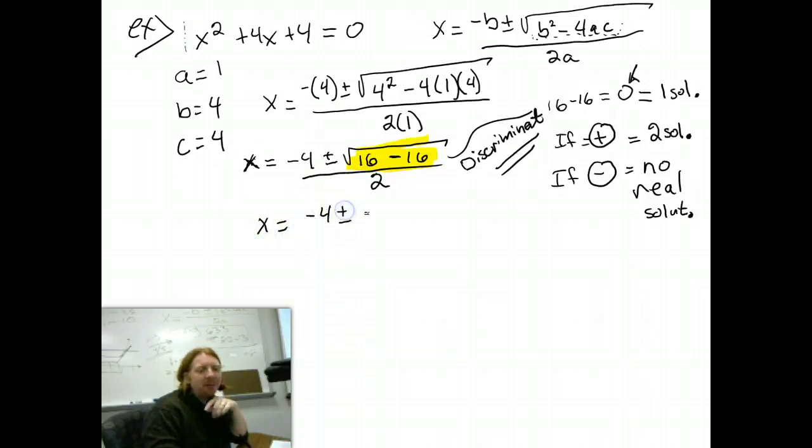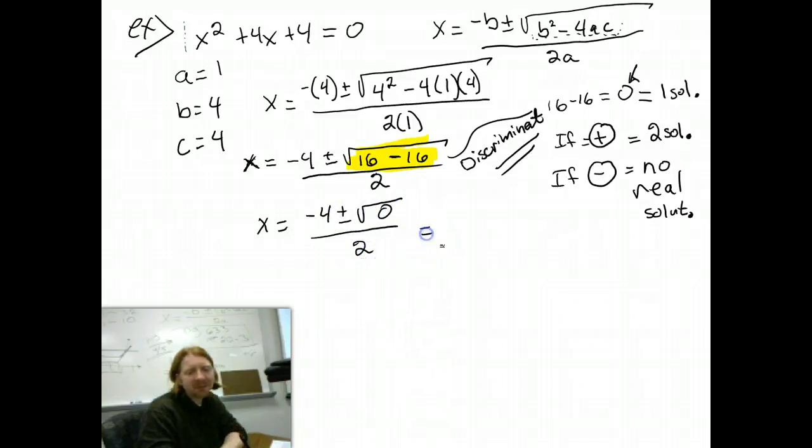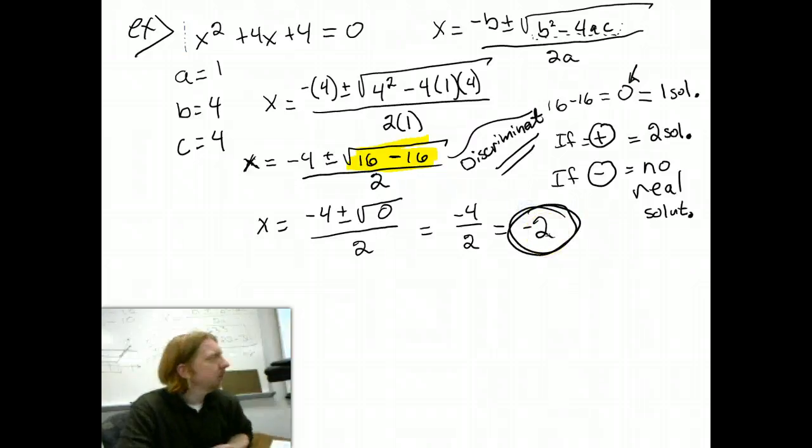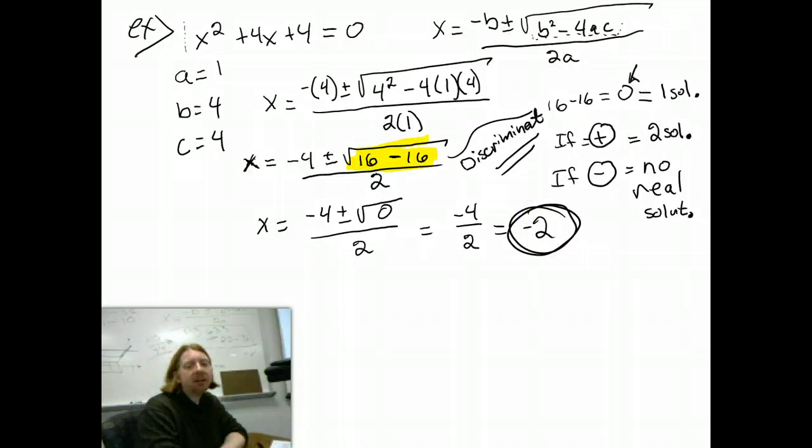So negative 4 plus or minus the square root of 0 all over 2. Well, square root of 0 is 0, right? So negative 4 over 2, which is negative 2. I only have one answer. And the thing to remember is I knew that when I got a discriminant of 0. If the discriminant is 0, you only have one answer. If the discriminant is negative, you have no real answers. And if the discriminant is positive, you have 2. What's the discriminant? The discriminant is the guy under the radical.